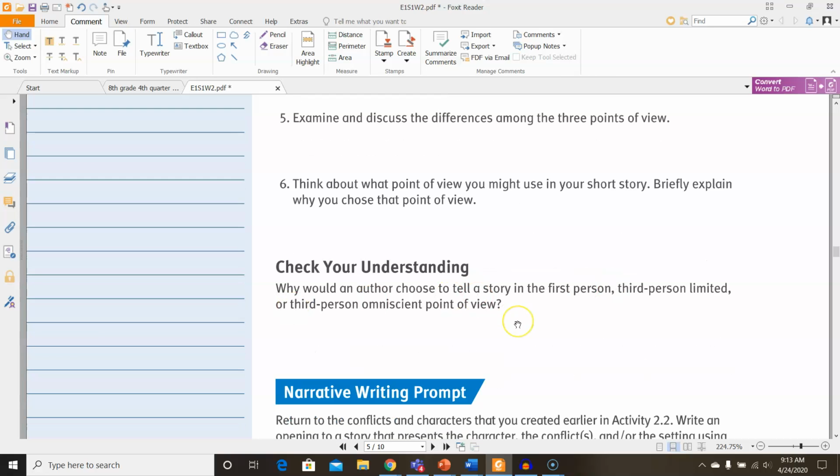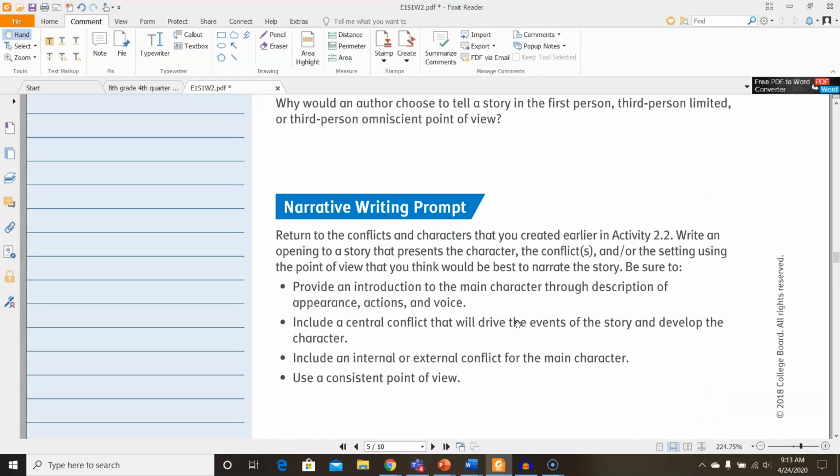Here, it wants you to explain why an author would choose to tell a story in the first person, the third person limited, or the third person omniscient point of view. So put yourself in the shoes of the author and see what each of those perspectives gives you. What does that help you with? And then explain why an author would choose to tell the story in that way.